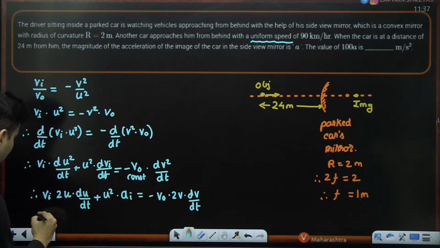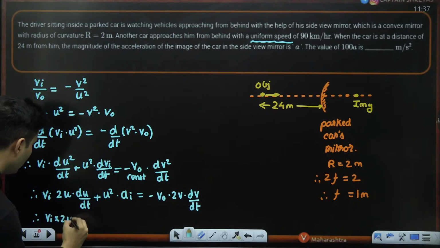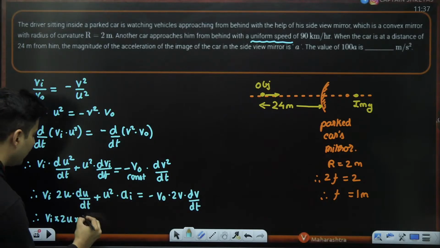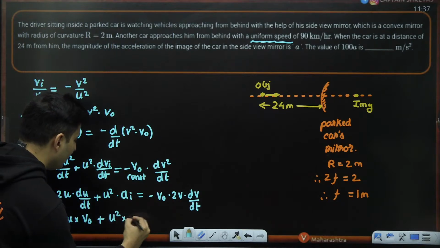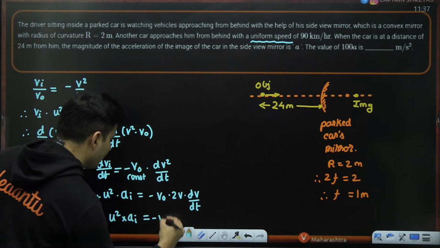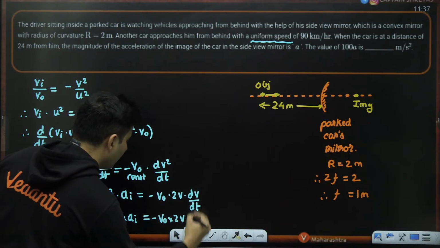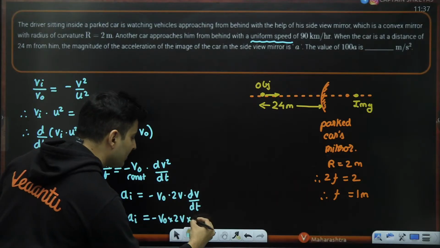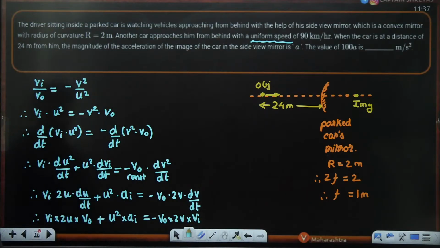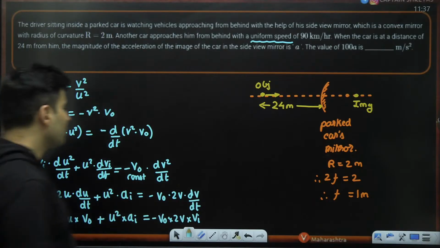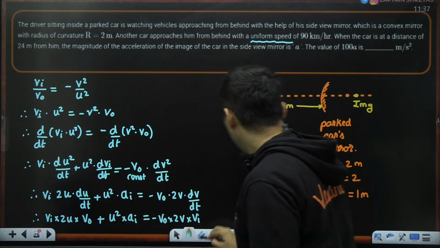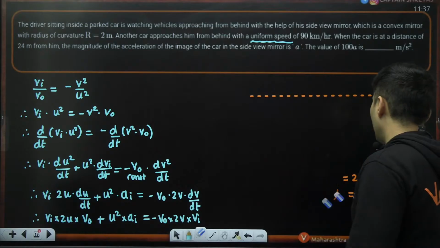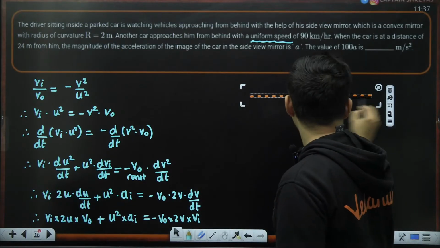Now observe everything carefully, guys. Things are going to be very interesting now. Image velocity multiplied by 2u multiplied by the rate of change of object distance, du/dt, which is object velocity. u square is there multiplied by image acceleration, minus vo multiplied by 2v. dv/dt is nothing but the rate of change of image distance, which is nothing but image velocity. So now in this, everything is known except for the image acceleration. That is the crazy part. Everything is known to you except for ai.